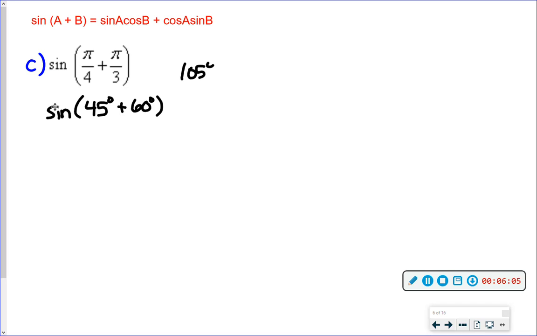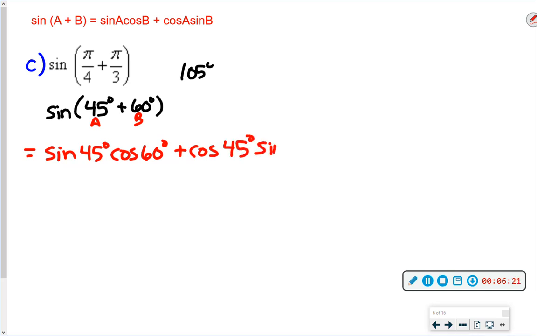So first, I'm going to use the formula at the top and rewrite this. Sine of A, of course, my first angle, 45, cos of B, second angle, 60, plus the cos of A, first angle, sine of the second. Now, we can go back to our previous slides to get these pictures. We don't have to redraw all the triangles, of course.